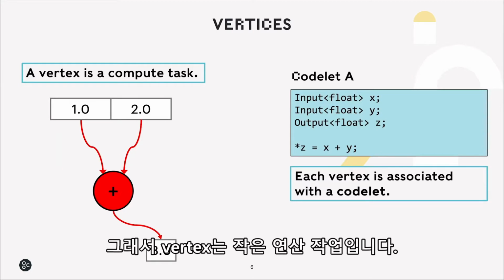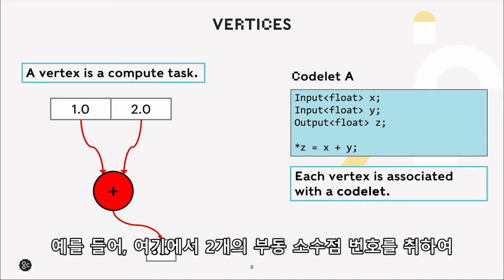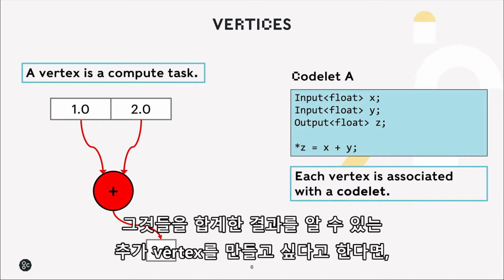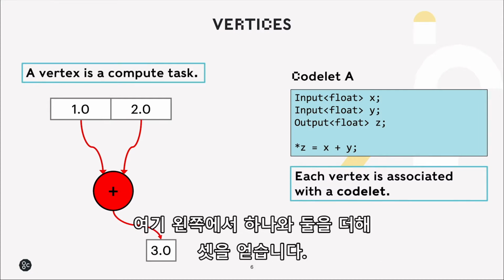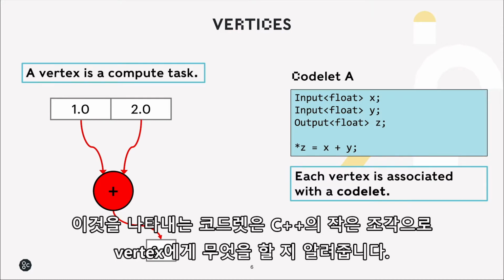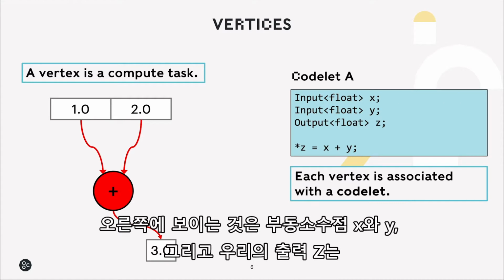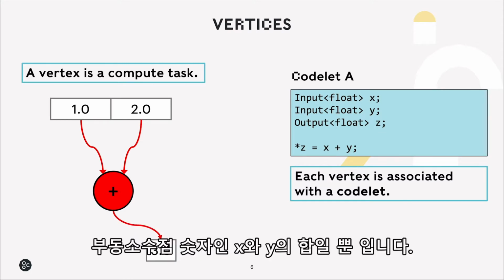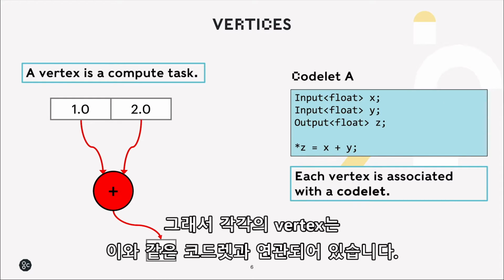So vertices. A vertex is a small computational task. So for example here we want to create some addition vertex that takes two floating point numbers, adds them up and returns the result. So on the left here we see we're just adding 1 and 2, and of course we get 3. The codelet to represent this, so a codelet is a small snippet of C++ that tells the vertex what to do. That's shown on the right, where we take two inputs, both floating point, x and y, and our output, z, also a floating point number, is just the sum of x and y. So each vertex is associated with a codelet like this.